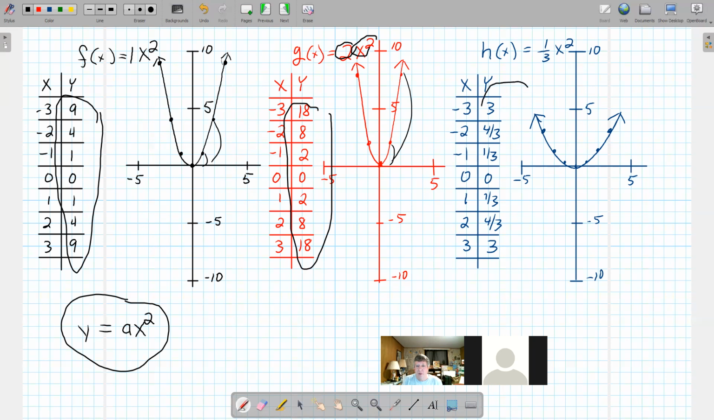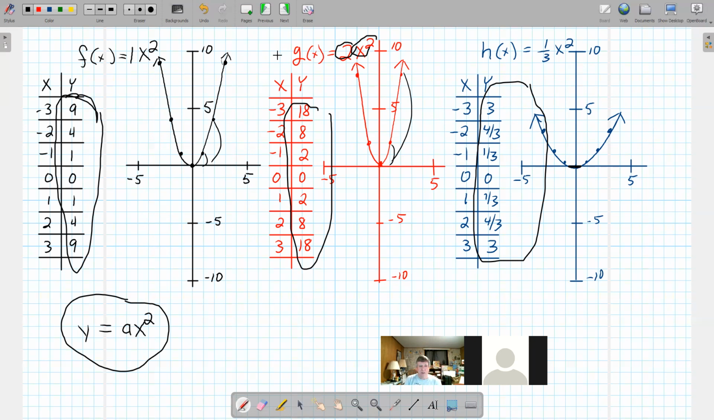So now, using the same inputs, my y values are 1/3 of what they were over here. It looks like I didn't quite get the graph going through the origin there. It's supposed to, but okay, anyway. The vertex is still at the origin. The axis of symmetry is still at x equals 0. The parabola still opens upwards. But now it's sort of wider. It doesn't climb as quickly as the original.